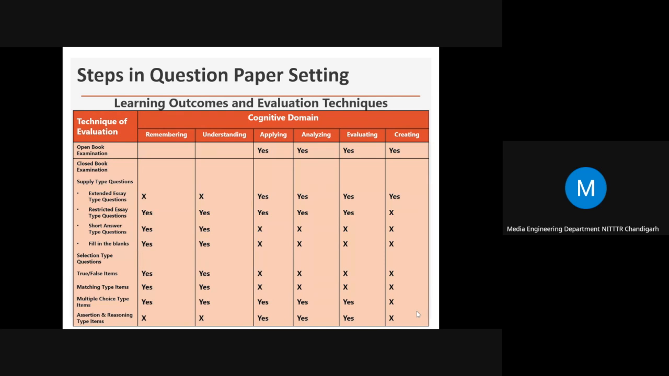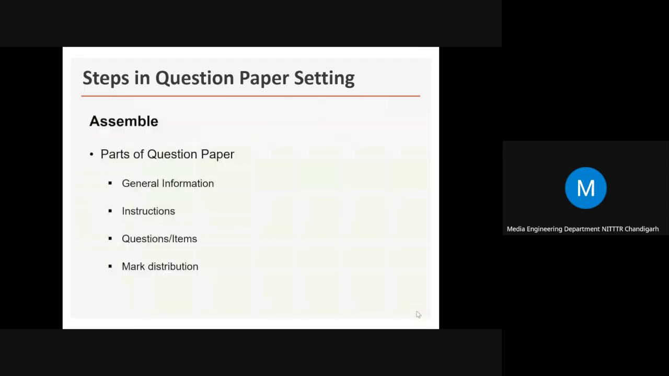In selection type of items, true-false is again for remembering and understanding, and matching type is again for the lower levels. In MCQ or assertion reasoning, we can see that certain higher levels can be covered. In MCQ, most of our competitive exams are MCQ level, but the difficulty of questions can be very high. Right? So in MCQ, we have that flexibility. So this is a guideline which can be followed as reference.